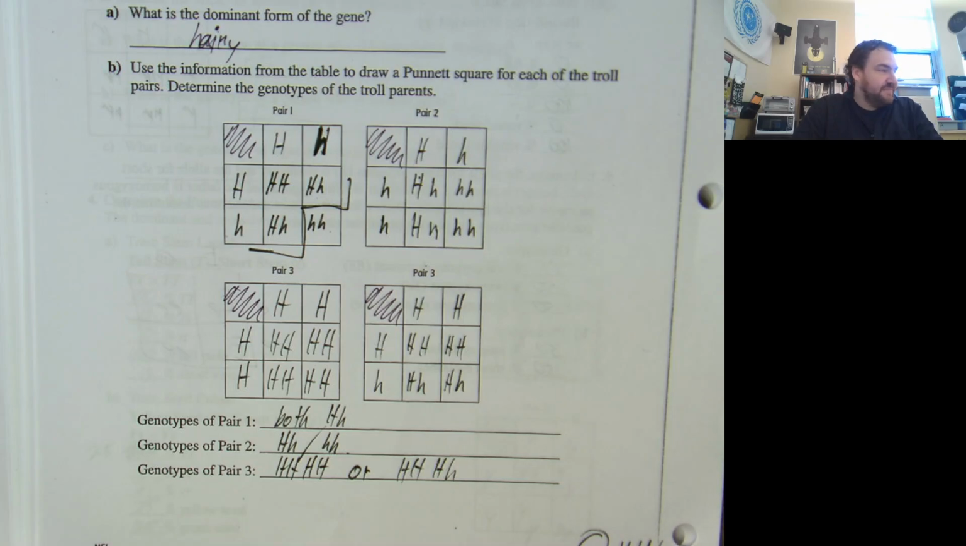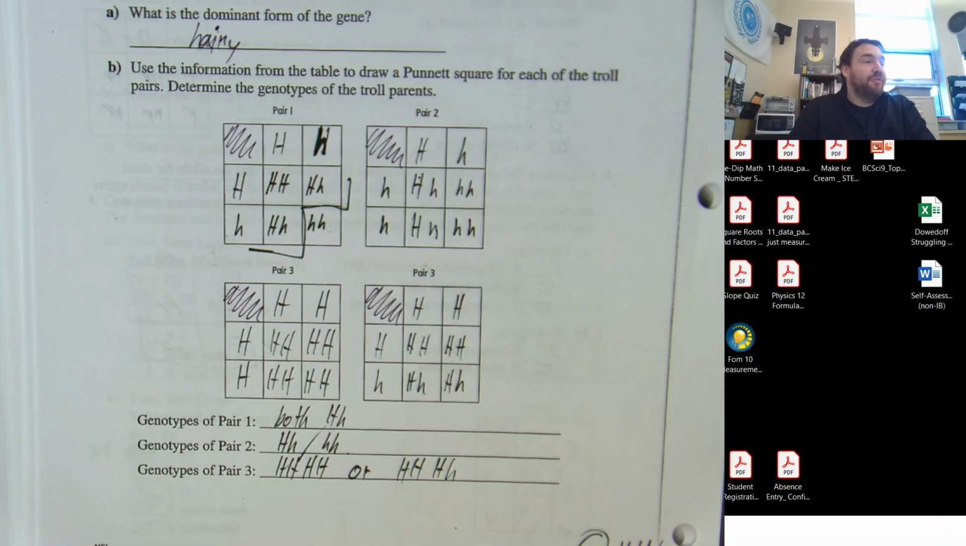Questions, comments, concerns? Any clarification needed? Going once, twice, thrice. Sold. Okay, cool. Put your pencils down or pens down, your writing utensils down for a second.